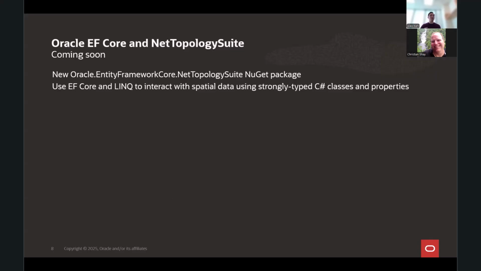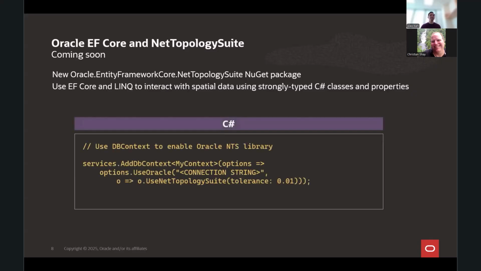So if we talk about that, that's what's coming soon. By the end of this month, what we plan to do is release our Oracle.EntityFrameworkCore.NetTopologySuite NuGet package in the NuGet gallery. This will provide a way to do that data type interaction for your EF Core NTS spatial data types. Use that with language integrated query, use that with EF Core, so that you have all the goodness that comes with the C# strongly typed classes and properties, and then be able to use that with the Oracle database.